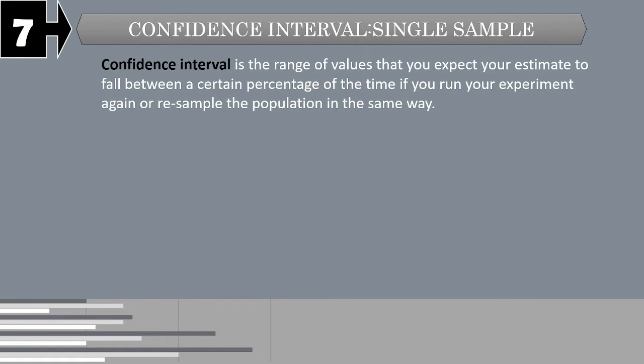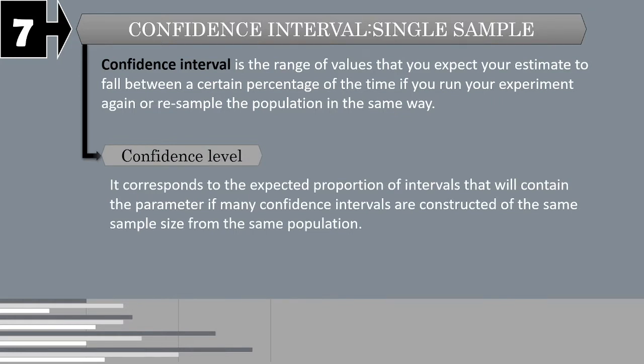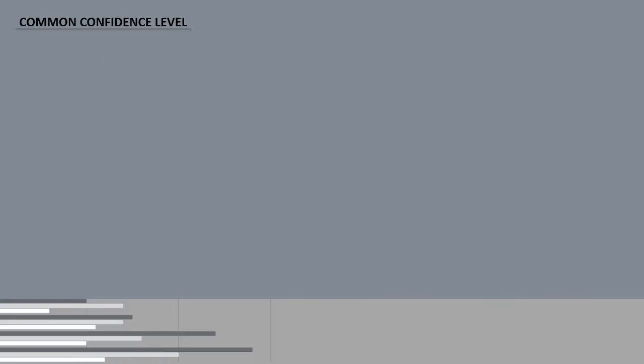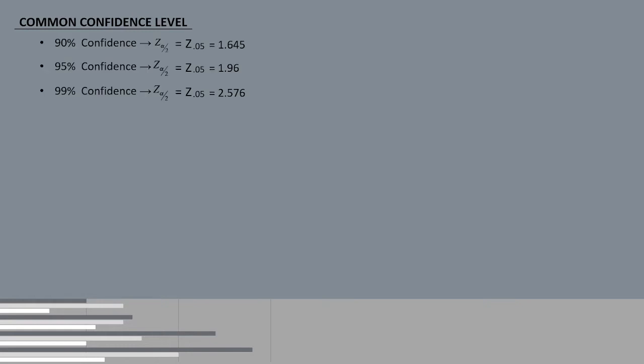Before we solve the confidence interval for a problem, we should determine what confidence level we want to use. The confidence level corresponds to the expected proportion of intervals that will contain the parameter if many confidence intervals are constructed of the same sample size from the same population. The common confidence levels always used are 90%, 95%, and 99%.